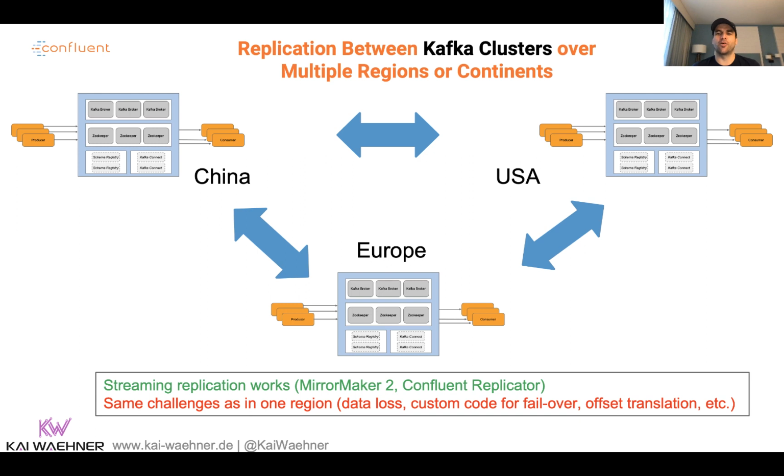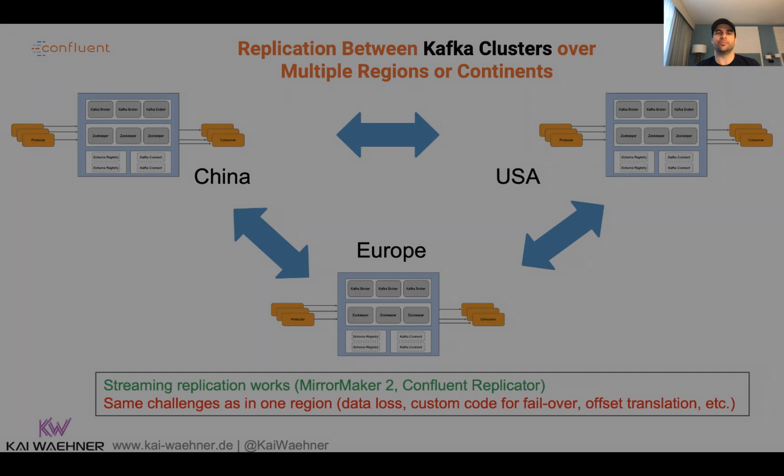You have things like offset translations. So a lot of things you have to handle under the hood. So it's not really easy to deploy this infrastructure for mission critical systems. For analytics, it's often fine because you can live with the drawbacks, but for zero data loss and zero downtime infrastructures, replication between Kafka clusters is not the right way, but often it's the only option you have.